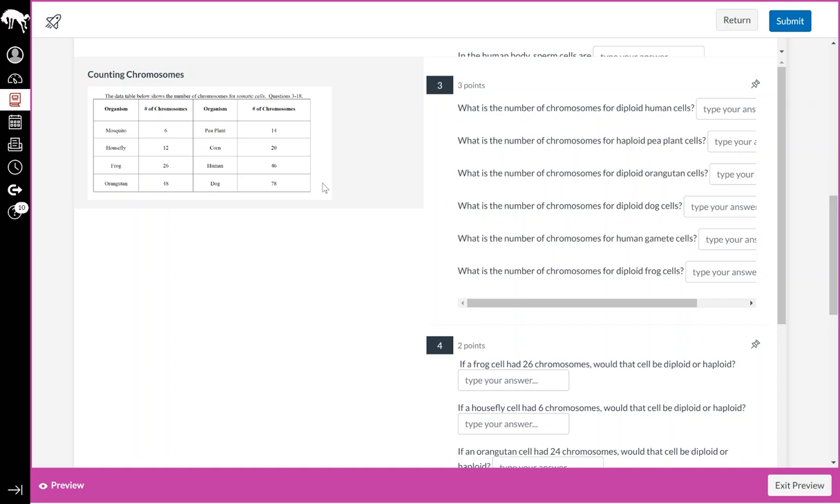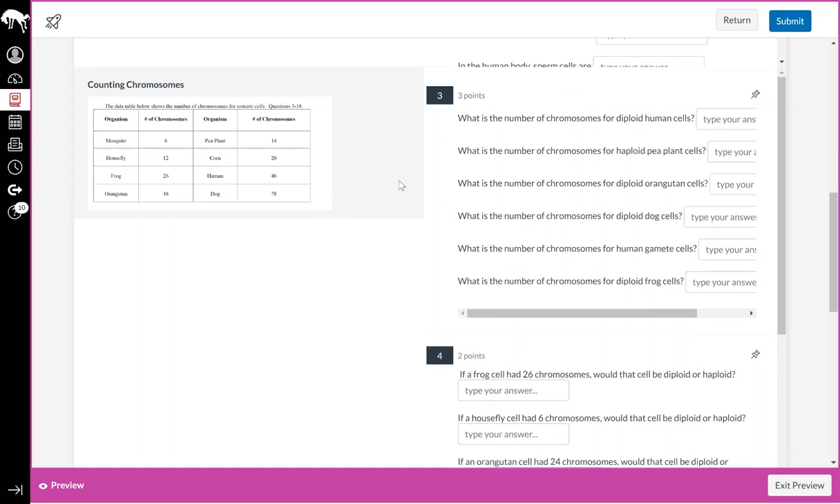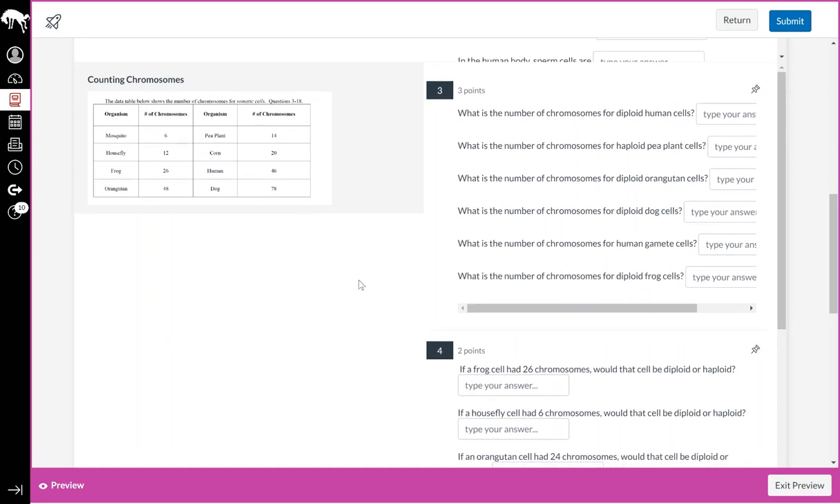This is different from gametes, which would be our sex cells like egg and sperm. And those gamete cells would be haploid. So gamete sex cells have half the number of chromosomes. So that's kind of what these questions are aimed at, making sure you are able to identify. Let's do some of these questions together.